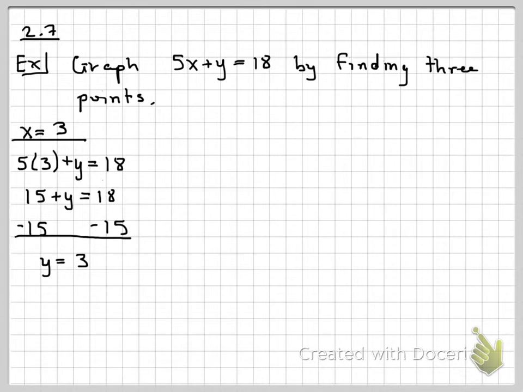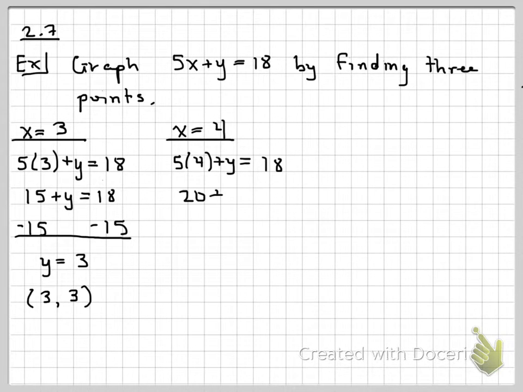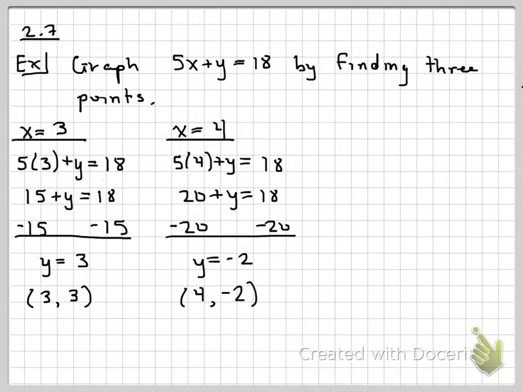Now, we need to remember to plot this as a point. So our ordered pair there is going to be 3, 3 in this case. All right. For my next point, I just chose randomly x equals 4. And so we're going to plug 4 in. That's going to give us 5 times 4 plus y is equal to 18. We're going to solve it just like we did the last equation. That's going to give us 20 plus y is equal to 18. We subtract 20 on both sides and we get y is equal to negative 2. We write that one as a point and we get 4 comma negative 2.